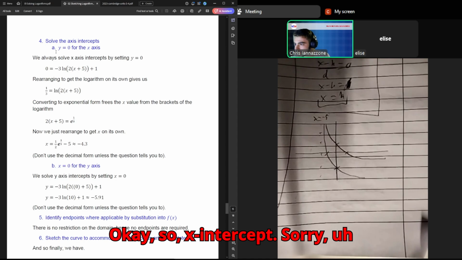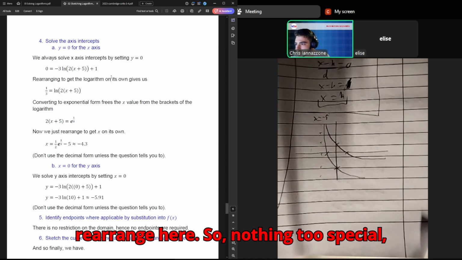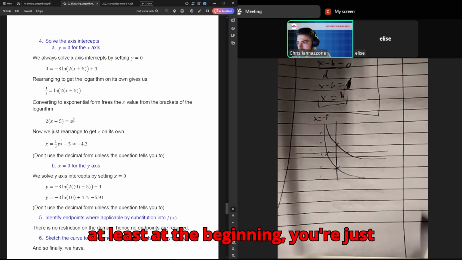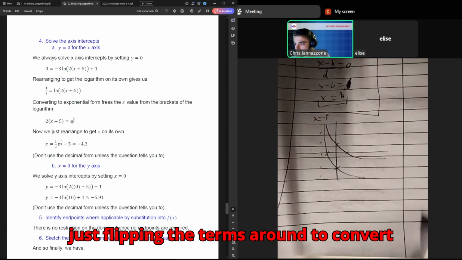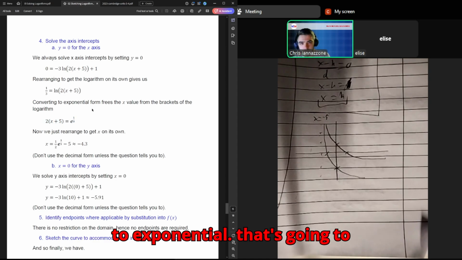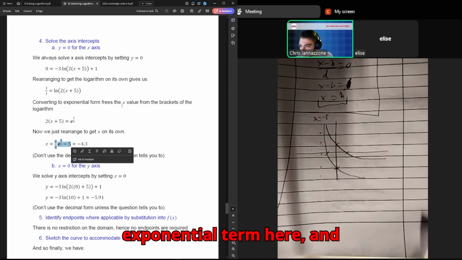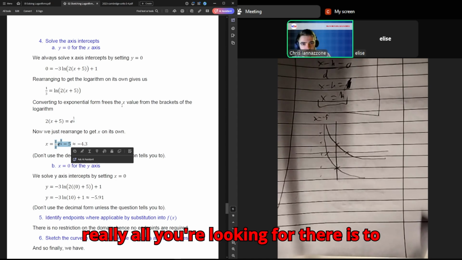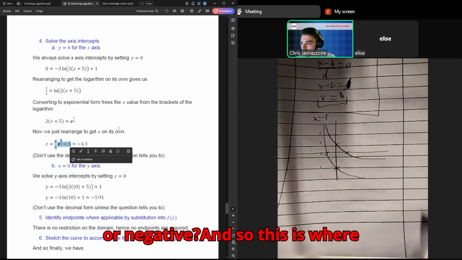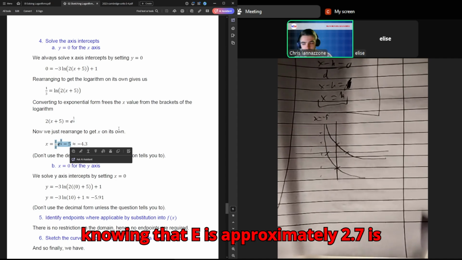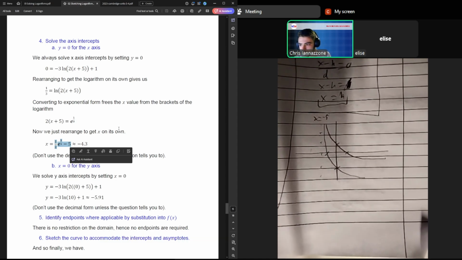Okay, so x-intercept, that's right, x-intercept, you're going to set y equals 0, and just rearrange here. Nothing too special, at least at the beginning, you're just getting everything to the same side so the logarithm is on its own, and then flipping the terms around to convert to exponential. That's going to give you an exact value of this exponential term here, and really all you're looking for there is to figure out, is what I have positive or negative? And so this is where knowing that e is approximately 2.7 is helpful, because you want to know, if I were to raise it to some power, what would it likely be?